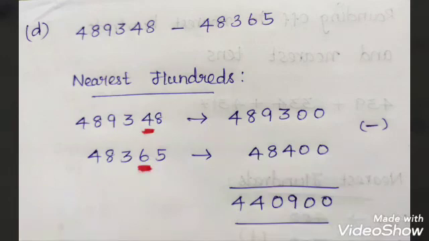Next, 48,365. Here, what is your tens place? 6. Less than 5 or greater than 5? Greater than 5. So the next digit should be increased by 1. So 3 is increased by 1, 4. So 48,400. If we subtract, what will we get? 4,40,900. Is this clear?